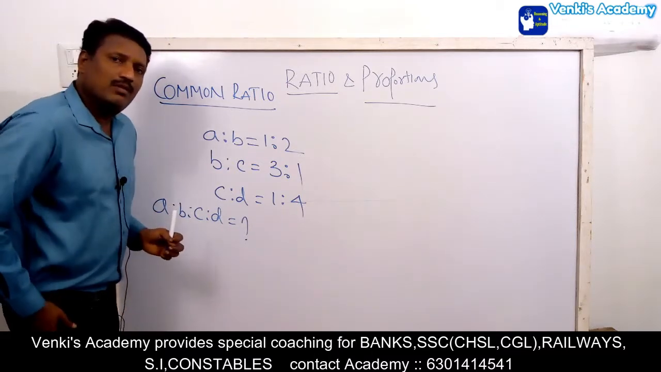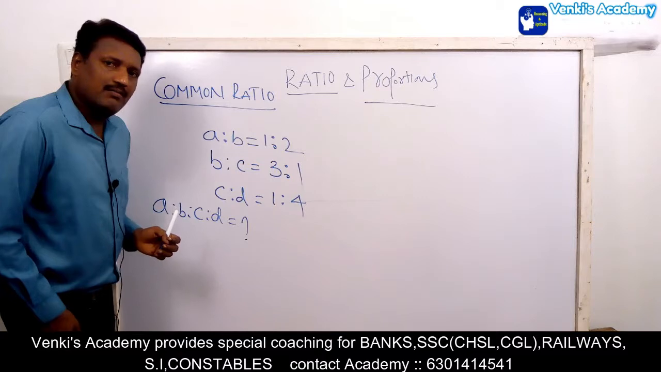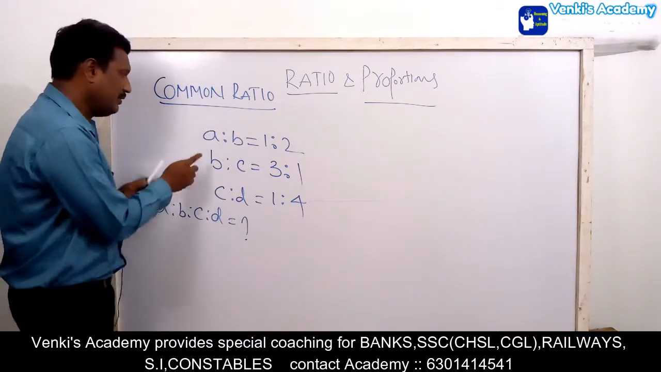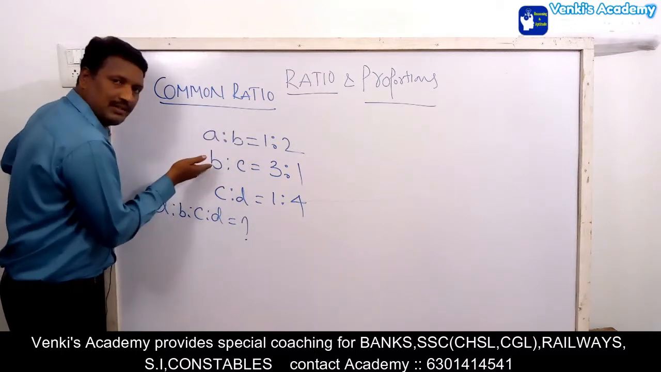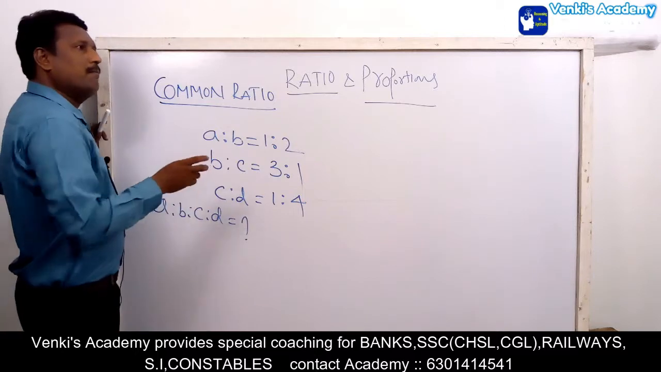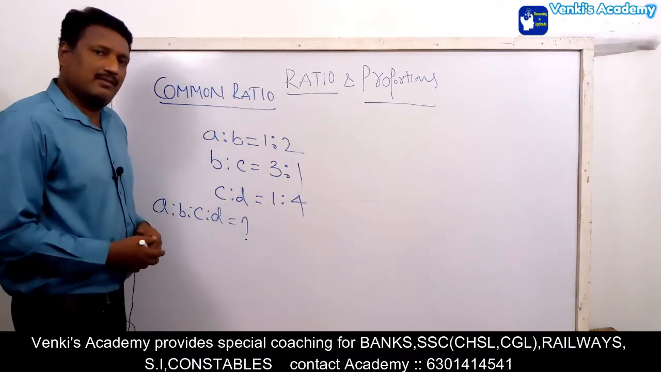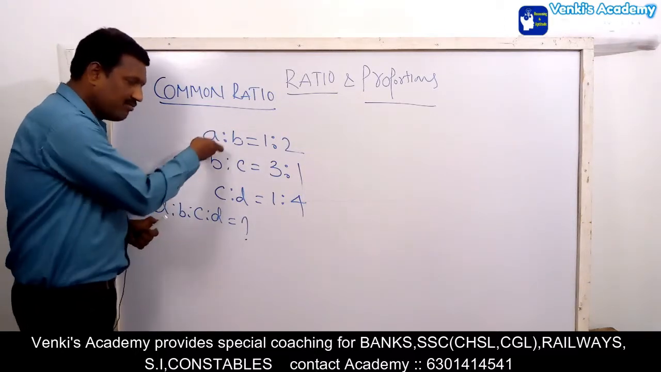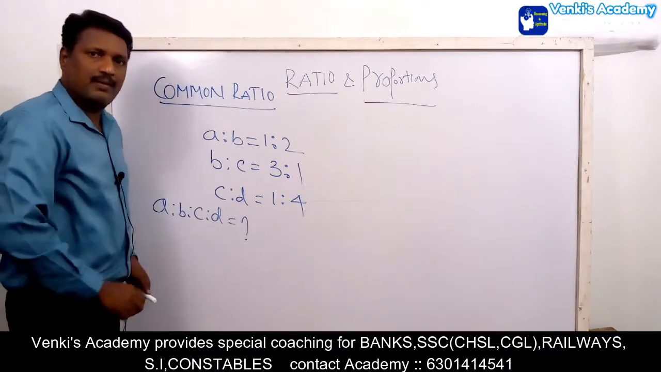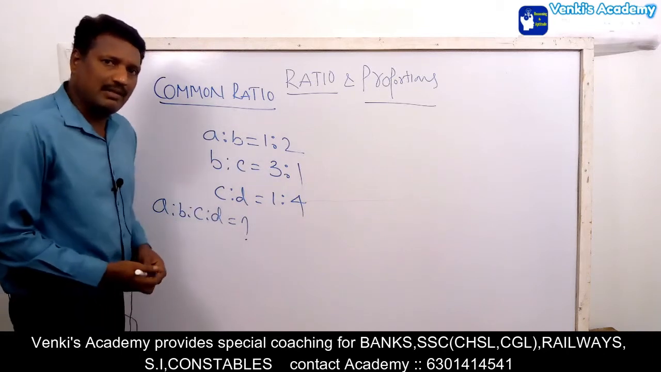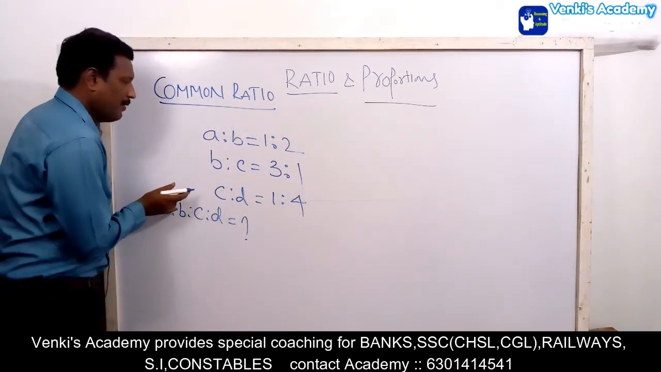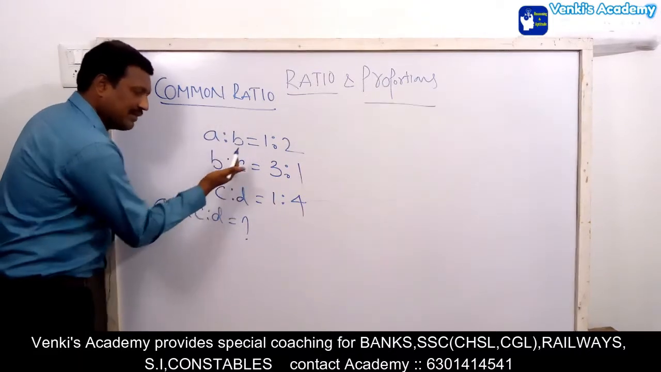However, we should use a common word: which variable should be repeated, that should be in cross. This cross, not this cross. A is to B, B is to C, B cross here. Now, in these 2 ratios, C is common here. Before applying whatever the method, we have to see whether the common variable is in the cross or not. If the common variable is in cross only, the method will be applied.